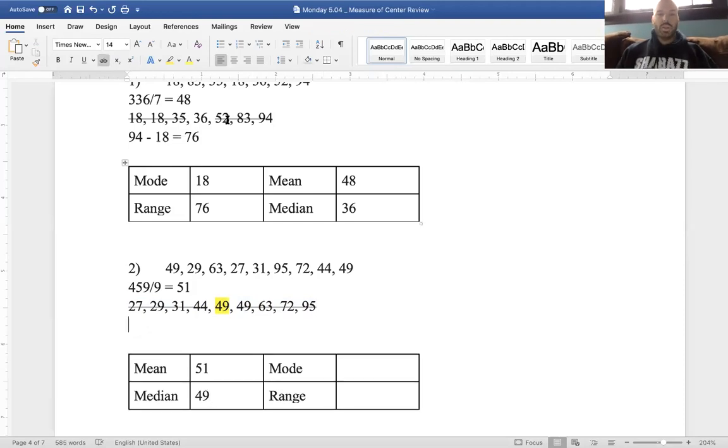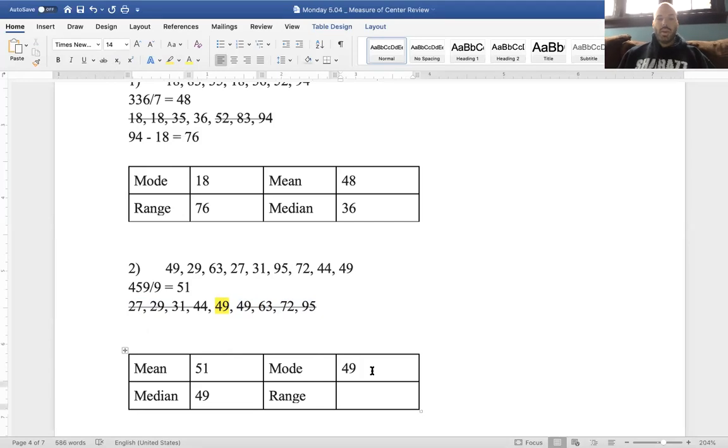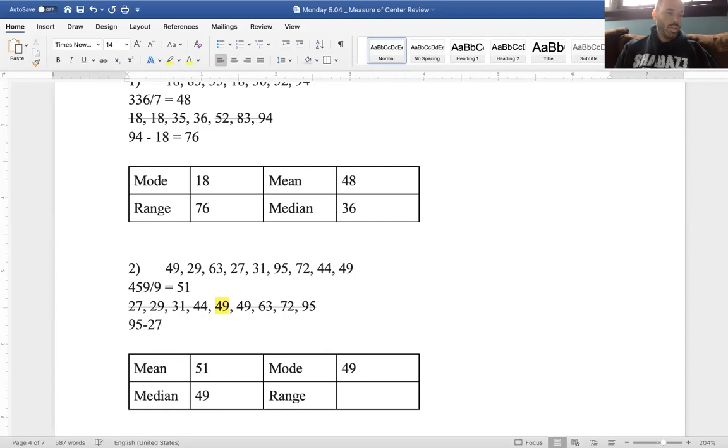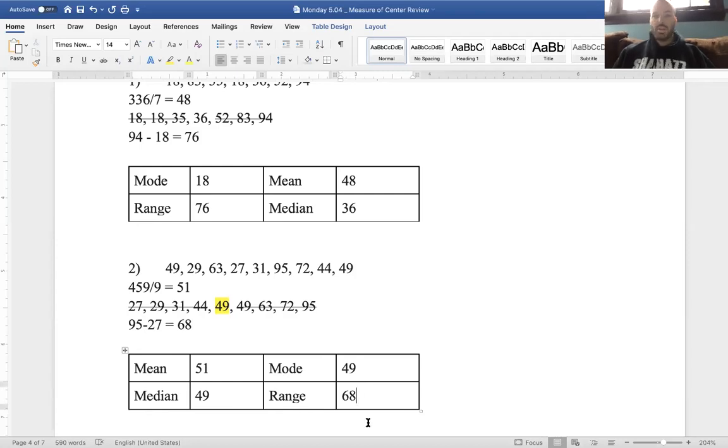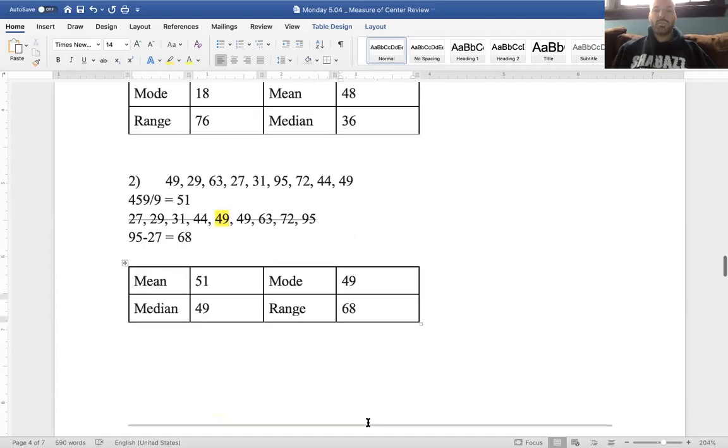Mode, which number occurs the most? I have 2 49s, so my mode is going to be 49. And then for my range, I'm going to do my biggest number, which it tells me right here is 95, minus my smallest number, which is 27, which gives me a range of 68. So for the range, we're going to put 68. Again, be careful because I've moved around these numbers in the different boxes, so make sure you're actually looking at which one is asking which.